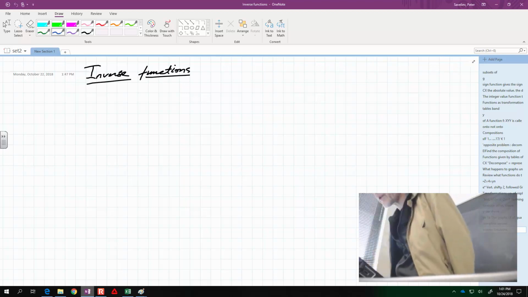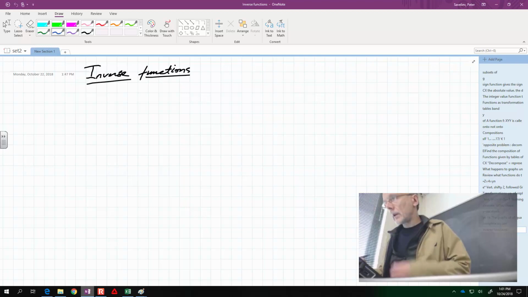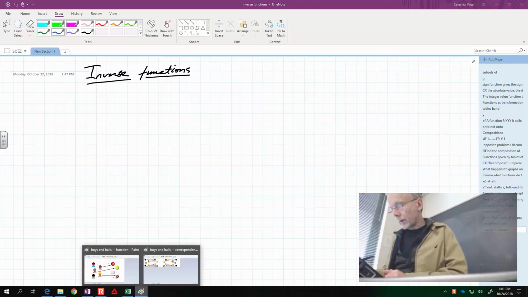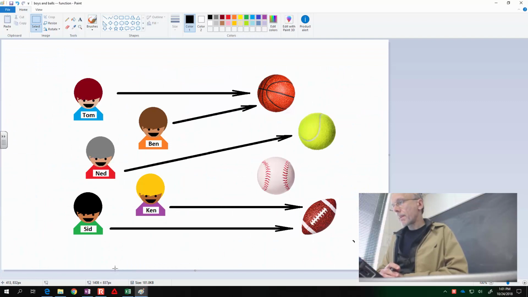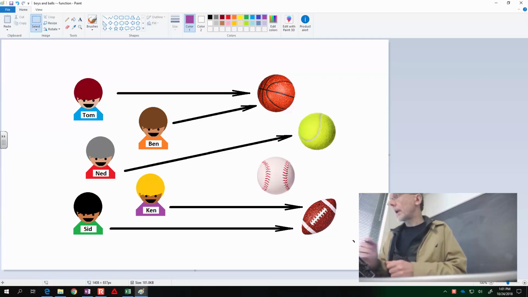Okay, so let me go straight to the main idea. Inverse functions are functions that undo the effect of the original function. So that's the function that we have been dealing with for a while as an illustration of all kinds of mathematical things about functions. So this one, the arrows point from boy to the ball he plays with.